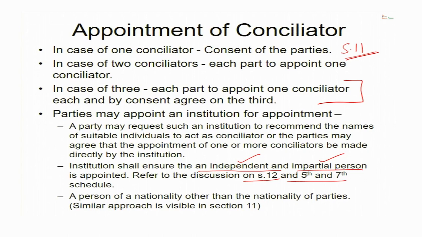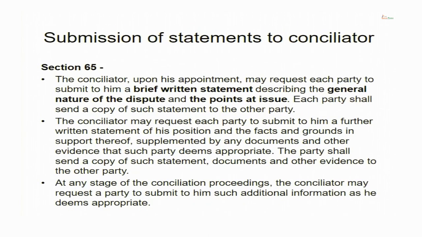Next point is, a person of a nationality other than the nationality of the parties should be appointed as a conciliator. A person of neutral nationality. Now, this approach is visible in section 11 also, in the case of arbitration. If two parties from countries A and B are involved in a dispute, then a conciliator from a third country, maybe C, shall be appointed to conciliate their matters. So, this is how appointment of conciliators has to be done.